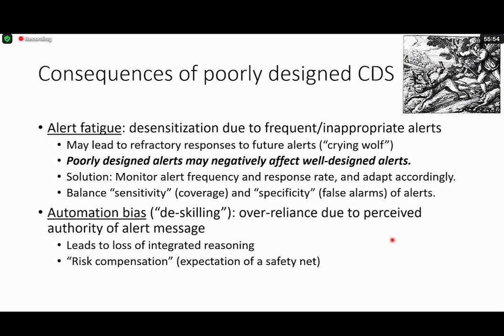and can even cause what this theoretical idea of risk compensation, which is that if you provide a safety net, people don't have to care about the process as much. So I don't know what dose to order for this patient, so I'm just going to pick what I think it is, and the system will tell me if I'm wrong. So that kind of expectation of a safety net can actually be just as dangerous.